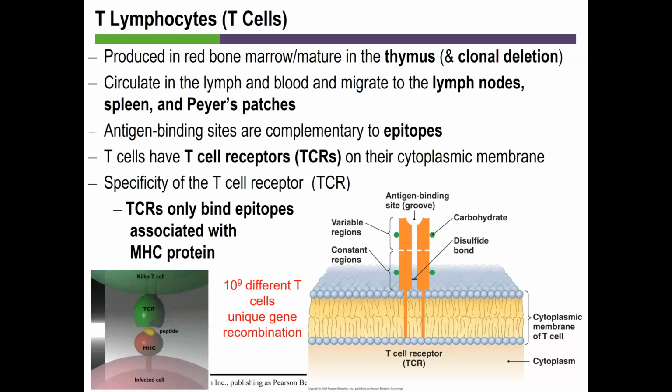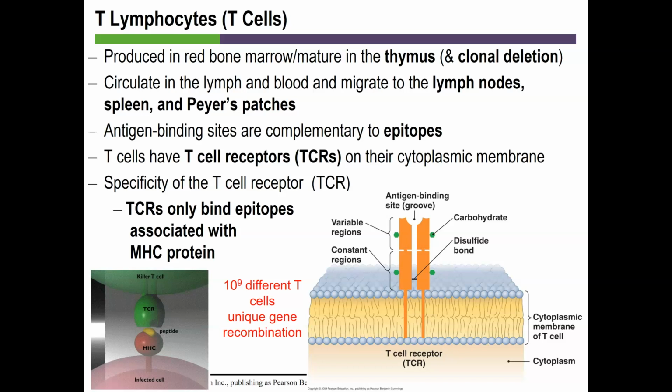T cells, as I mentioned, are made in the bone marrow and they learn how to be a T cell in the thymus. Once mature, they're going to be circulating in the lymph and in the blood. They congregate in the lymph nodes, spleen, Peyer's patches, and MALT and GALT in mucosal tissues. Those spots are where they're often going to interact with cells that are presenting epitopes to them.